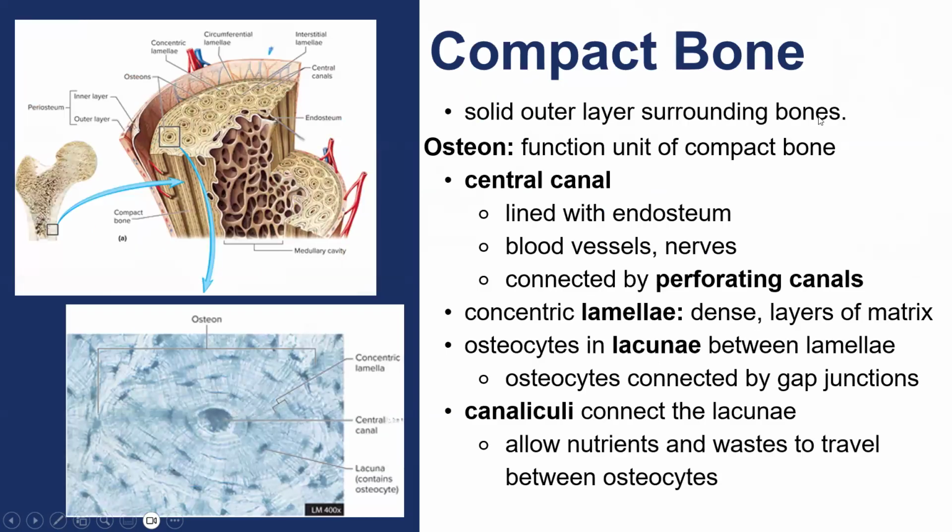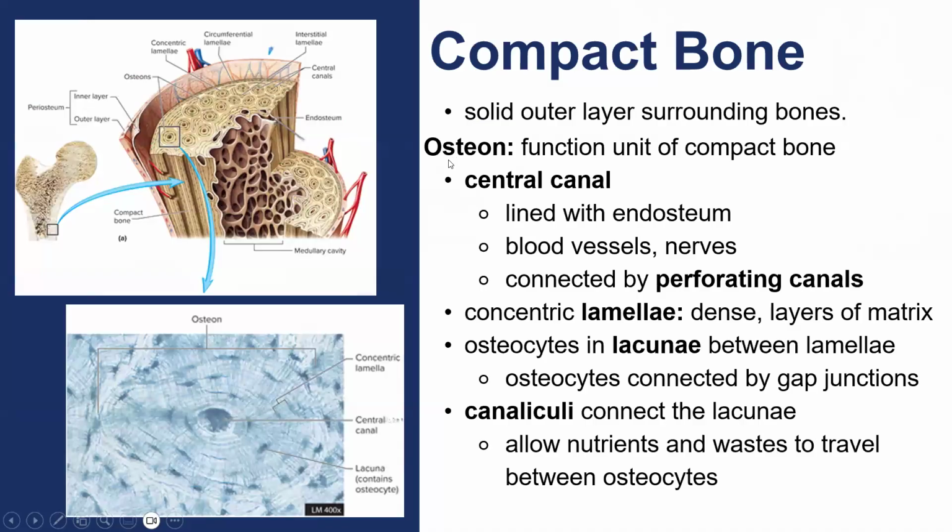Okay, compact bone, a little different. So there's some similarities but differences. And so this is going to be our solid layer and it's going to surround our bones. We saw with our spongy bone, we kind of had a spongy bone sandwich. So our compact bone forms those borders and it also is going to be located in the shaft of the bone, is almost all compact bone.